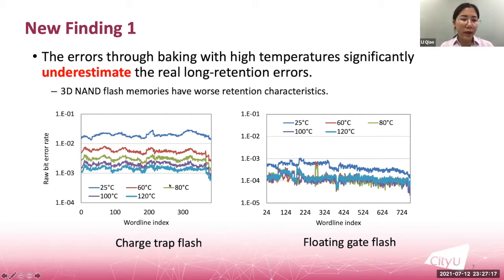We can see from these two figures, one charge trap flash, one floating gate flash, the real raw error rates after 1 year retention time are much higher than those through baking with high temperatures, more than 20 times in some cases.